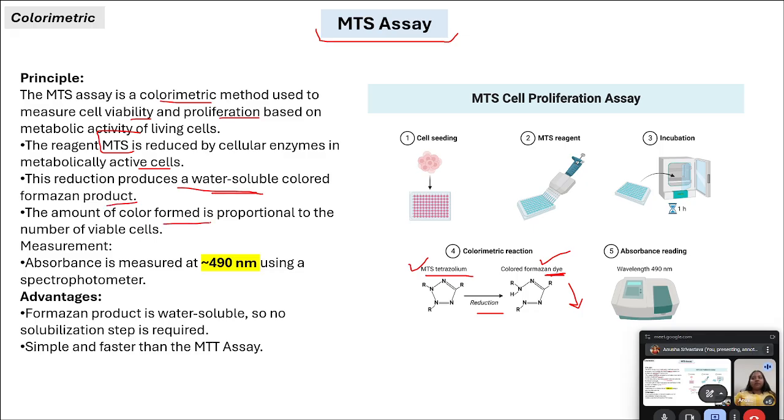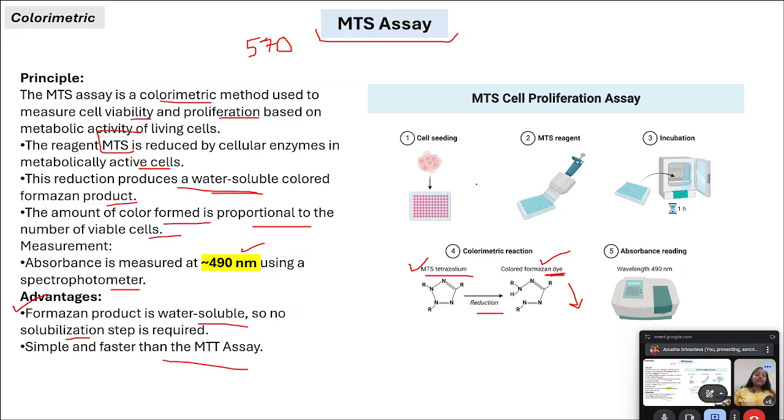The amount of color formed is proportional to the number of viable cells. In the previous case, we were recording absorbance at 570 nanometer because the salt was different. In this case, the absorbance is recorded at 490 nanometer using a spectrophotometer. This formazan product is water soluble, so no solubilization step is required. This is one of the major advantages of MTS over the MTT assay. It is simpler and faster than the MTT assay. Obviously there is no solubilization step, so it's comparatively faster.